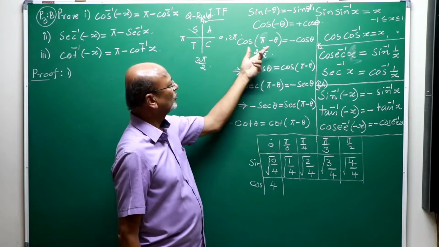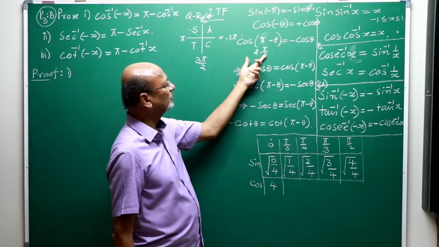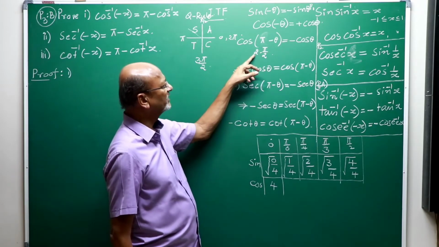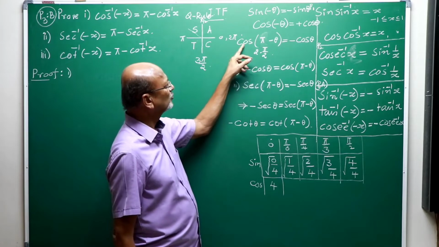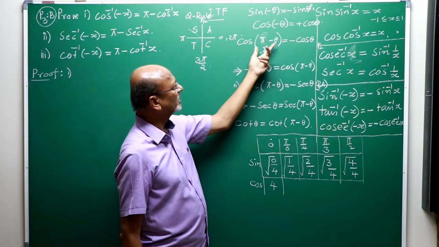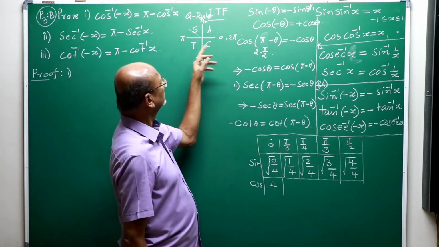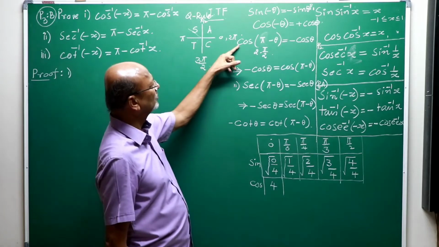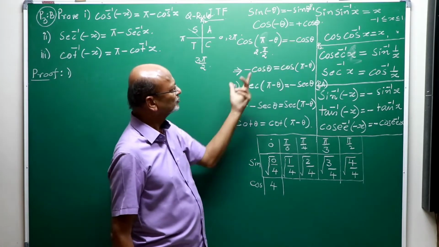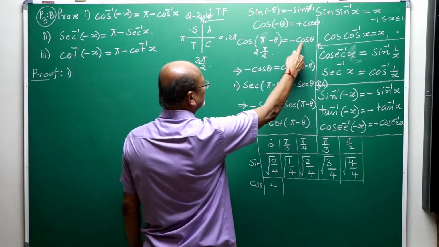My friends, cos of pi minus theta, this pi can be written as 2 into pi by 2. Then pi by 2 is what? It is an even multiple. Even multiple means cos remains cos. Allied angle formula explained. And what about the sign? The angle is in the second quadrant. In the second quadrant, sine is positive, but cos is negative. So I have written the same: cos of pi minus theta is minus cos theta.